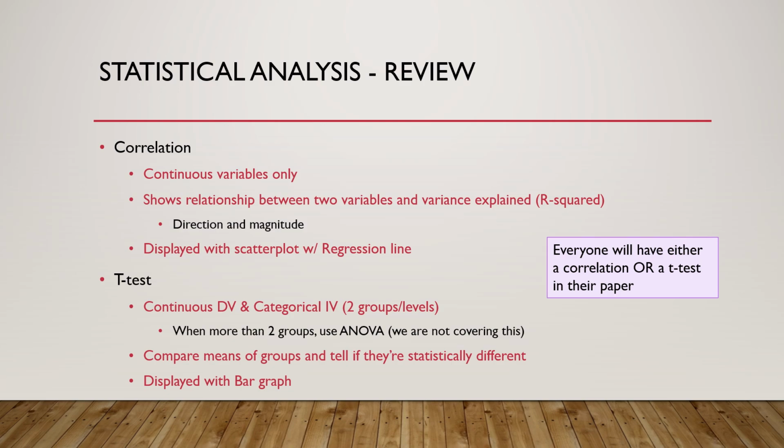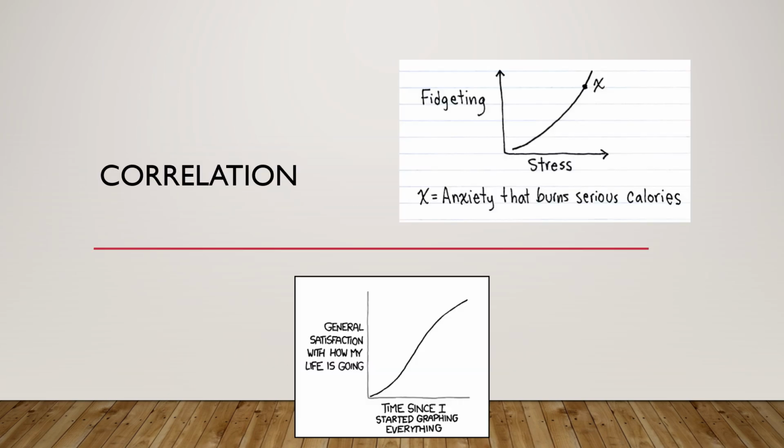The other option is the t-test between a continuous dependent variable or outcome variable and the categorical independent variable, which has two groups. If you have more than two groups, you need to reach out to me. You then compare the means of each group to tell if the differences between those groups in average score are statistically different, and you display this with a bar graph. That's the stuff we're going to talk about next week. So without further ado, let's talk about correlations.